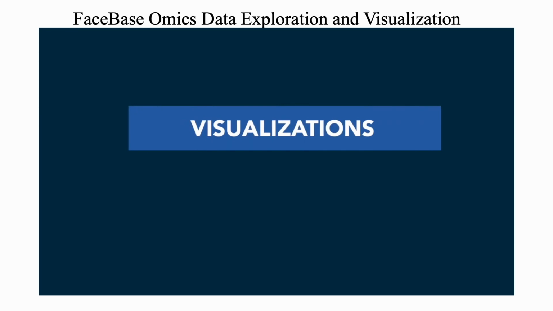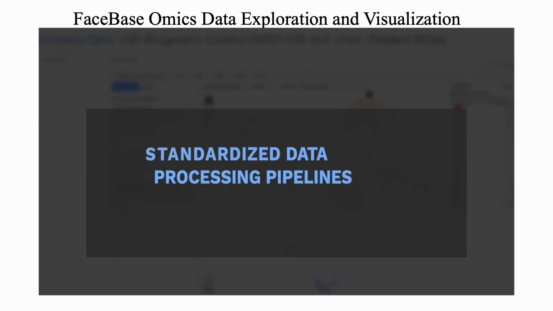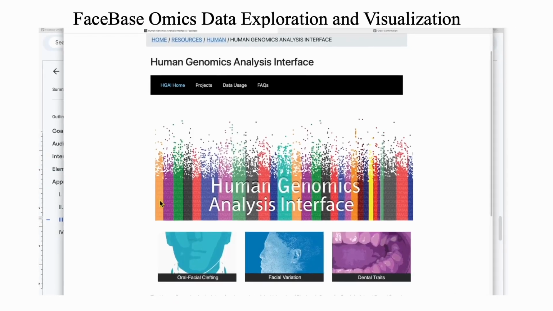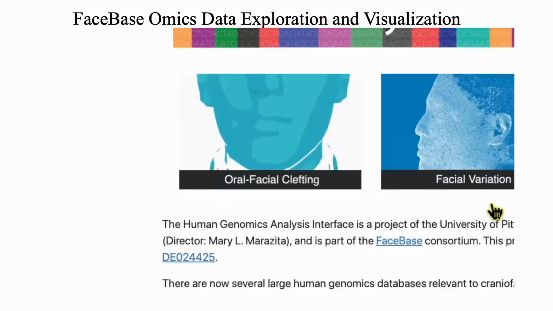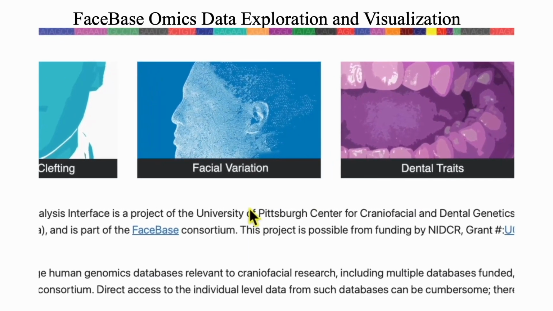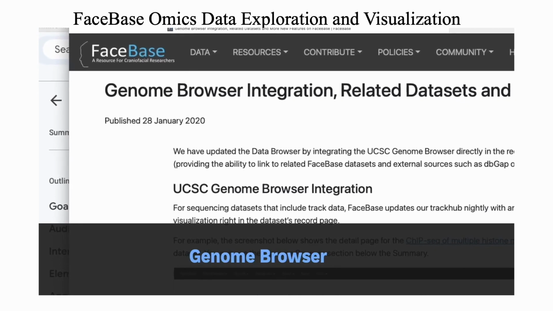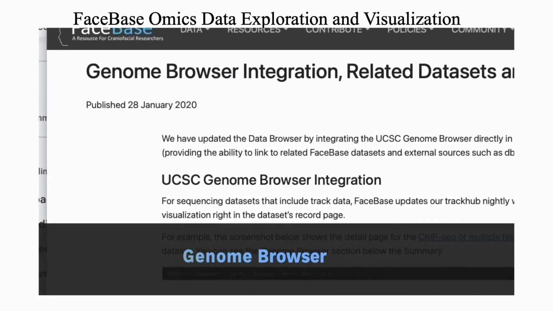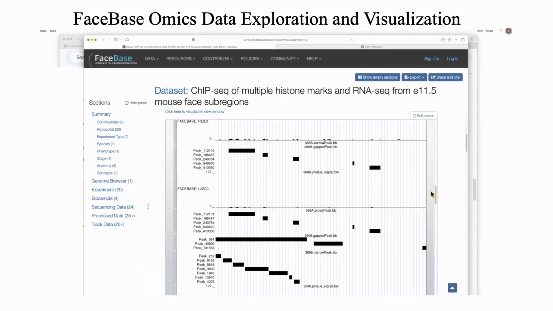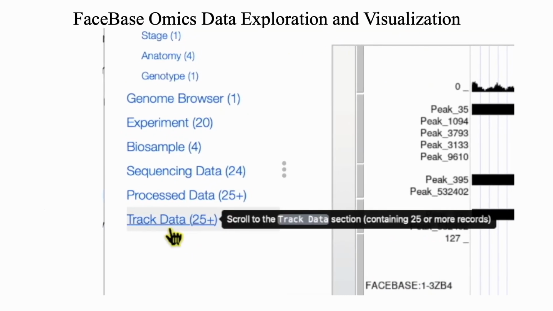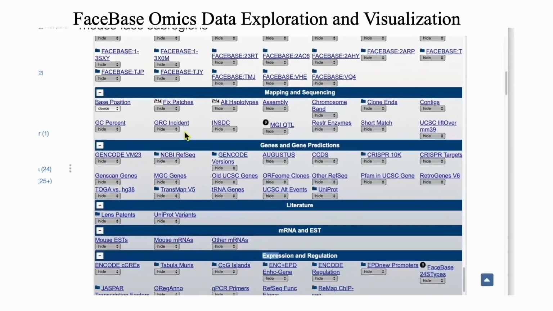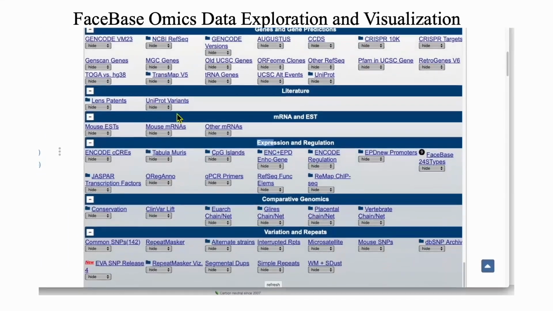The FaceBase platform integrates visualization tools for omics data via standardized data processing pipelines that show gene expression and cell clustering. FaceBase also hosts contributed GWAS data that show genomic coordinates for orofacial clefts, facial variation, and dental disorders. The integrated visualization from the UCSC genome browser in the record page can help researchers identify genomic data at base pair resolution. Collections of annotated datasets, referred to as tracks, provide researchers with information such as gene expression data, mapping of DNA repeat elements, and disease association data.